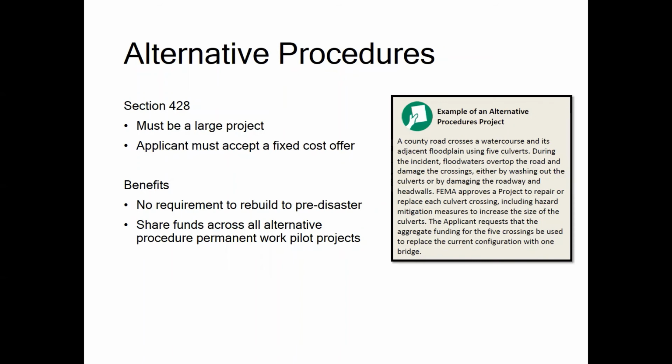FEMA will prepare a fixed cost estimate for all large permanent work projects and will send a fixed cost offer to the applicant for consideration. If the applicant accepts the offer, FEMA considers it an alternative procedures project. If the offer is not accepted, the project will be processed utilizing standard procedures. Final funding will be based on actual costs. Here in Iowa, we have not had many applicants utilize this option. If you're interested in learning more, we advise you to review the additional guidance in Chapter 8 and Appendix M of the POPG, and to discuss options with your PDMG and your state representative.